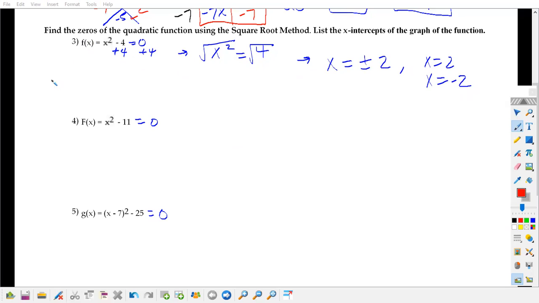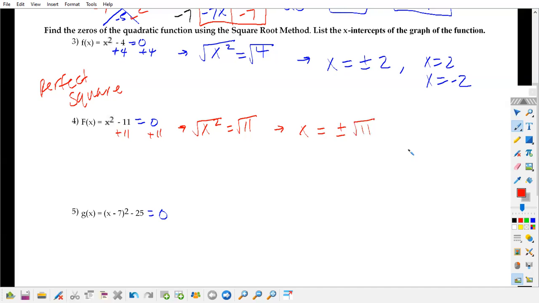Okay, so this is an example when you have a perfect square. Well, what do you do if you don't have a perfect square? Let's see. So if I have x squared minus 11, I'm going to add 11 still, following the same protocol. And I'm going to be left with x squared equals 11. Then I'm going to take the square root of x squared. And even though it's not a perfect square, it's still going to produce a positive and a negative square root of 11. So therefore my solutions are x equals positive square root of 11 and x equals negative square root of 11.